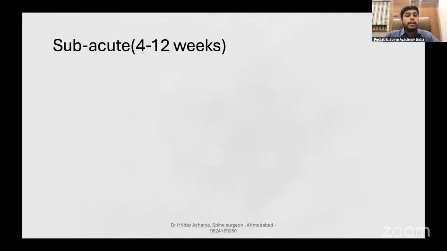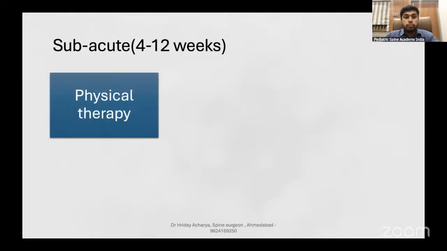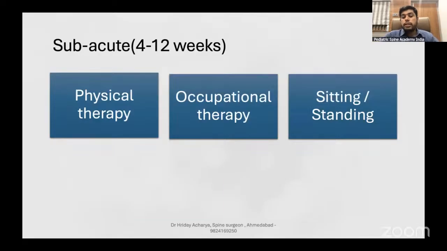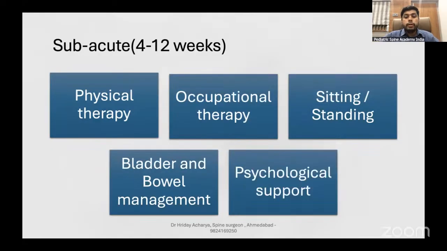Subacute phase, which is from 1 to 3 months. At that time, the patient has already been stabilized, and the family knows that this is the situation. So what next? Then comes physical therapy, occupational therapy, sitting, standing, bladder and bowel movement, and psychological support. So why bowel and bladder movement not at that time, and why psychological support after 1 month only?